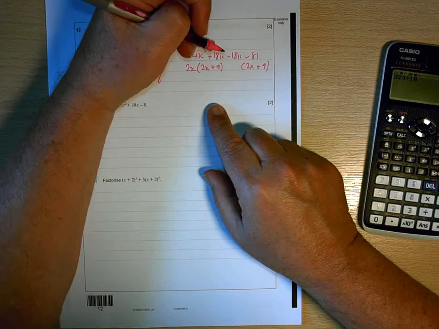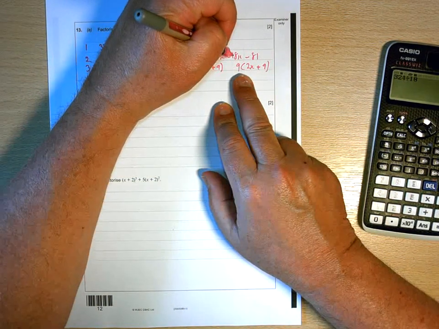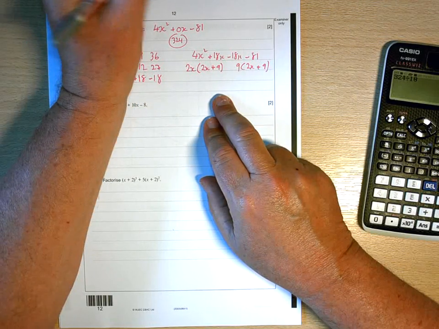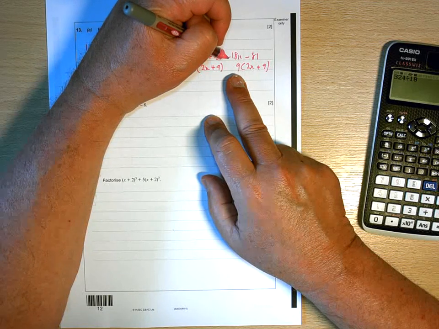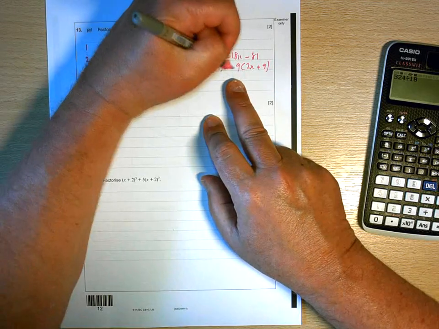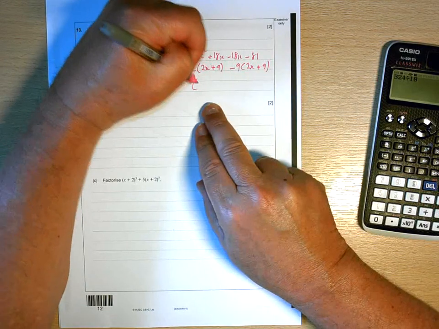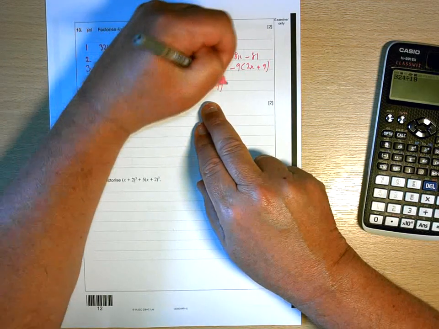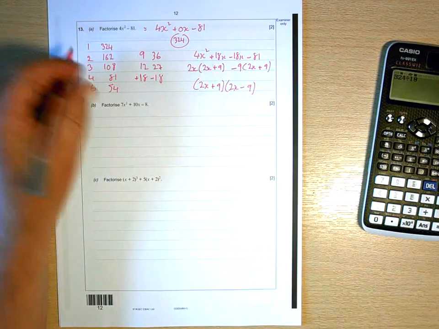So I can take 9 out. 9 2s are 18, 9 9s are 81. But I've got to get the right sign there. If that was positive, I'd end up with positive values there, so it must be negative. So I've got my repeated bracket, and leaving me 2x minus 9. So it's 2x plus 9, 2x minus 9.